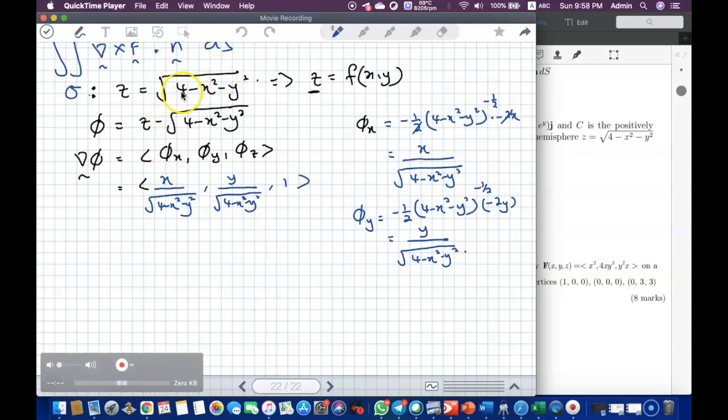Some of you were asking me whether, instead of having z equal to the square root, can we simplify it to z squared equal to 4 minus x squared minus y squared, and then have z squared minus 4 minus x squared minus y squared? Is that possible? No, it cannot be like that.